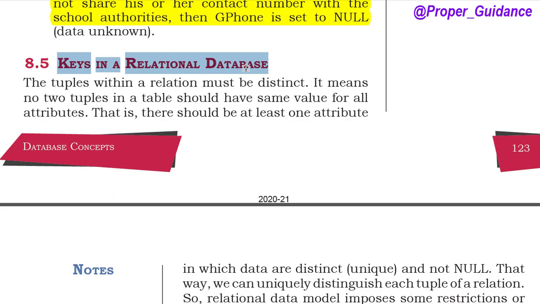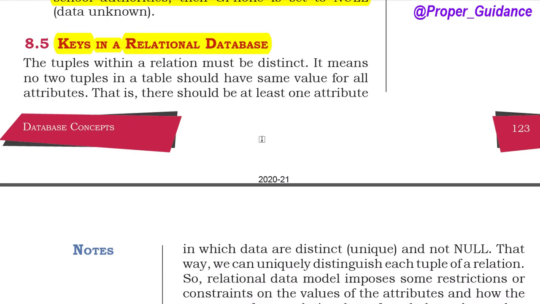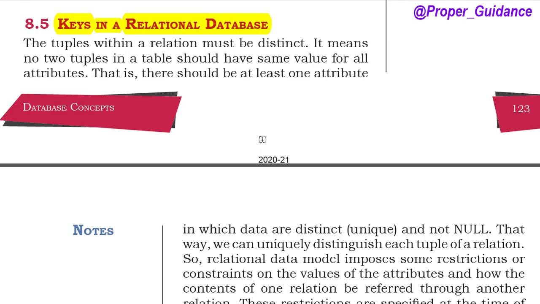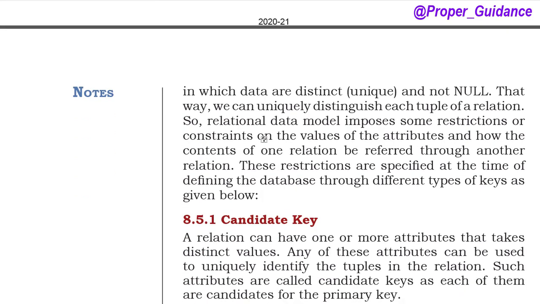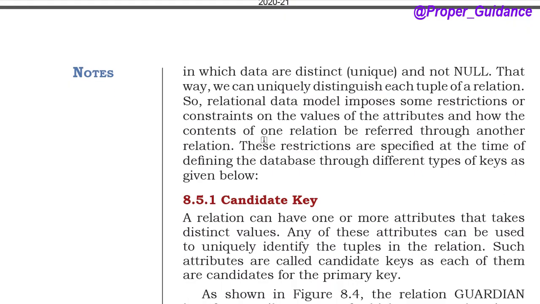Keys in a relational database. The tuples within a relation must be distinct. It means no two tuples in a table should have the same value for all attributes. That is, there should be at least one attribute in which data are distinct and not null. That way, we can uniquely distinguish each tuple of a relation.